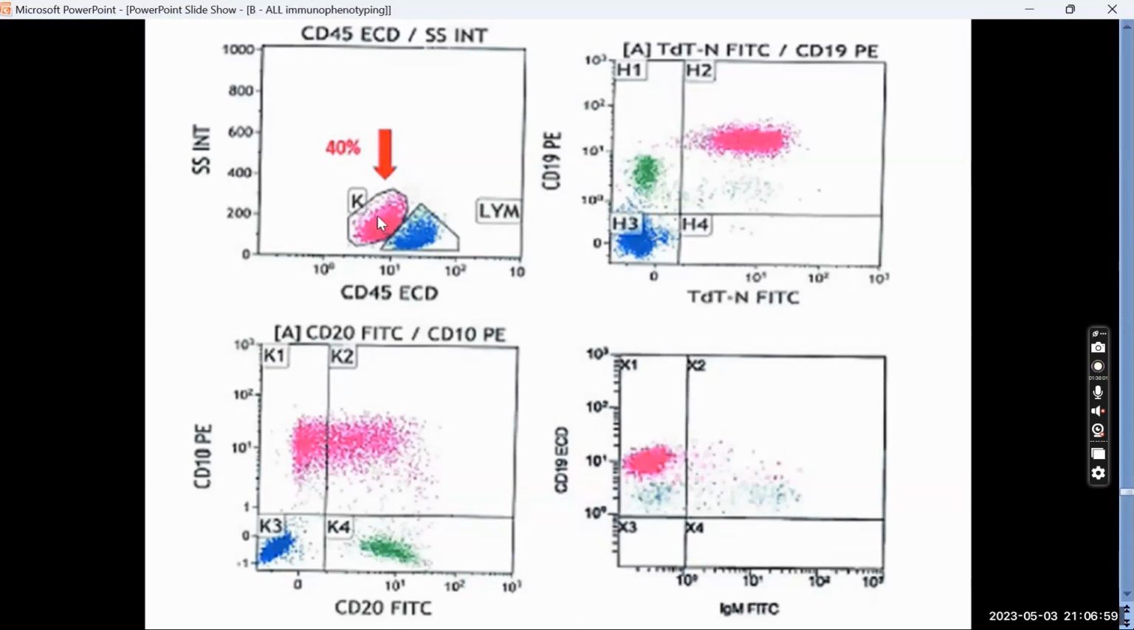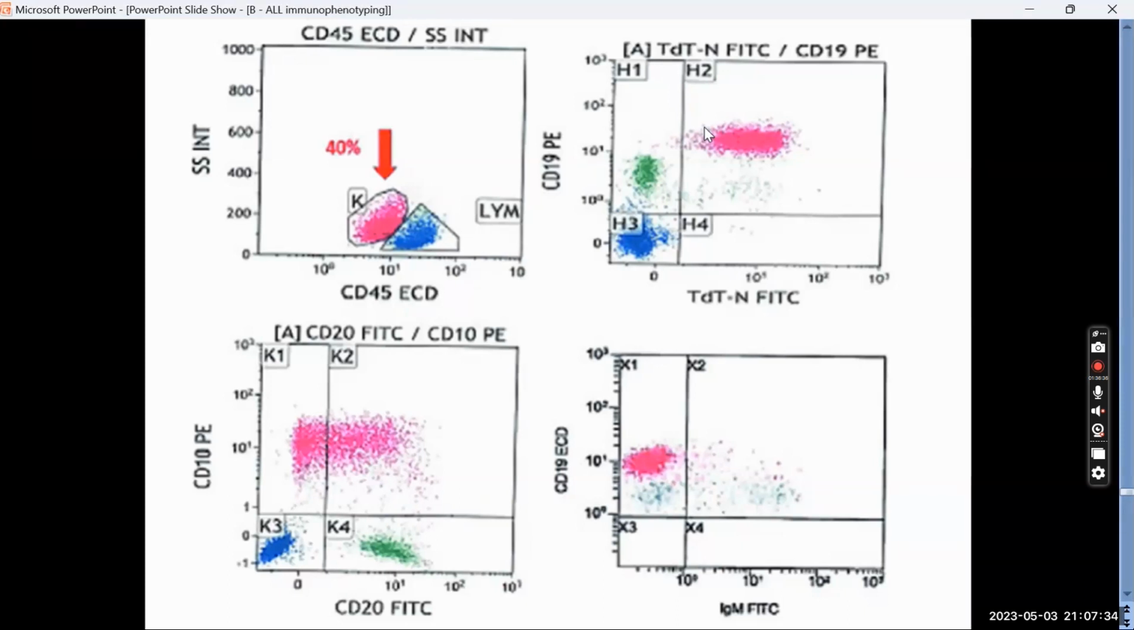Now someone tell me, here is the blast. Typically, this is the normal lymphocytes, and you find a 40% population lying in the blast region. When I select this blast region and gate it, now I'm using the word gating, I am selecting the blast region and gating this population on CD19 versus TDT. I can see this population lying here. So what is the expression of CD19 here? Positive. Bright.